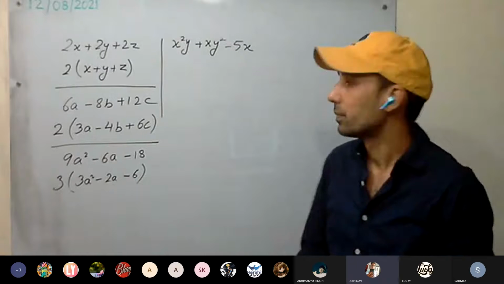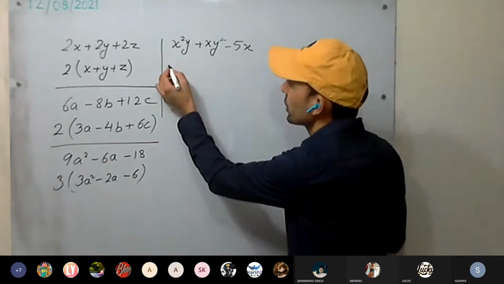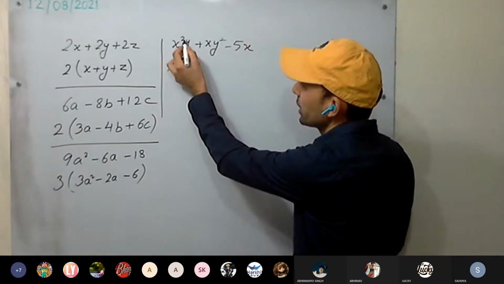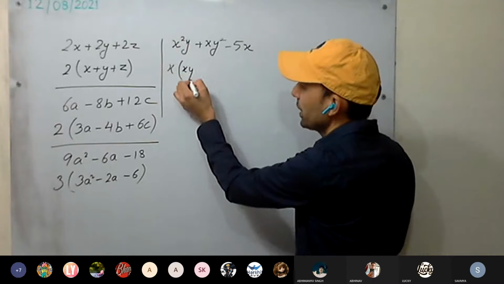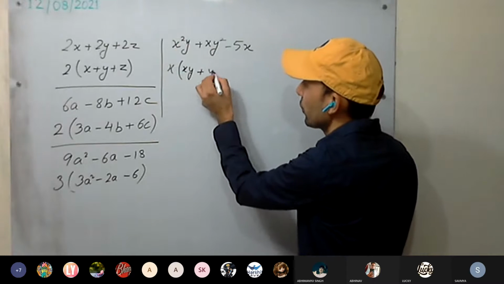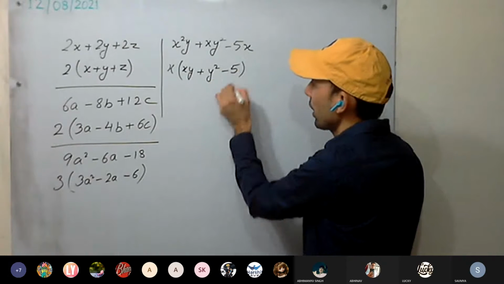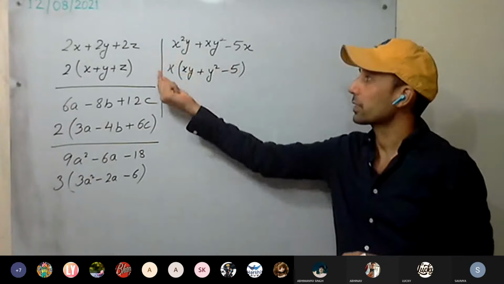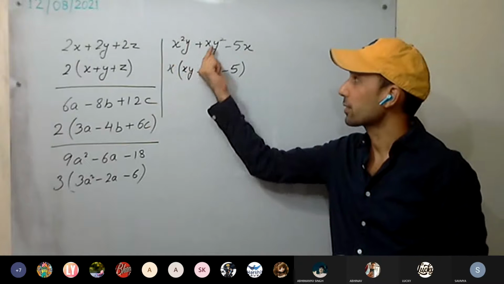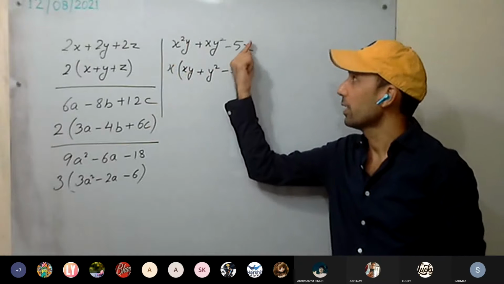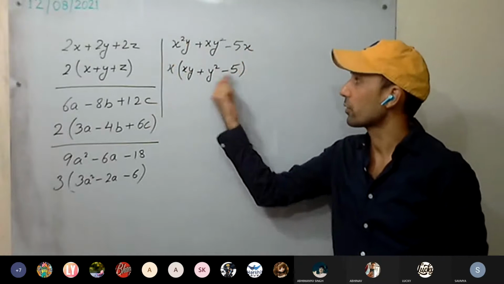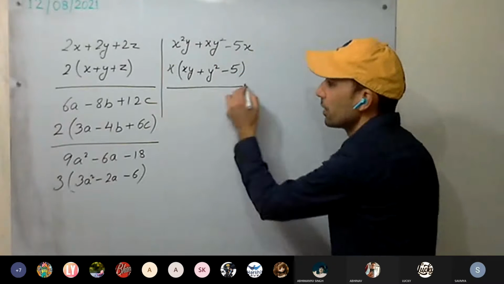Okay. x is common. Take x out. What will remain? x squared taken out, only 1 x will remain, plus y squared minus 5. Have you understood? You took x out, so x squared divided by x is x. The exponent is 0, and this again, x to the power 0, is 1. This is clear.